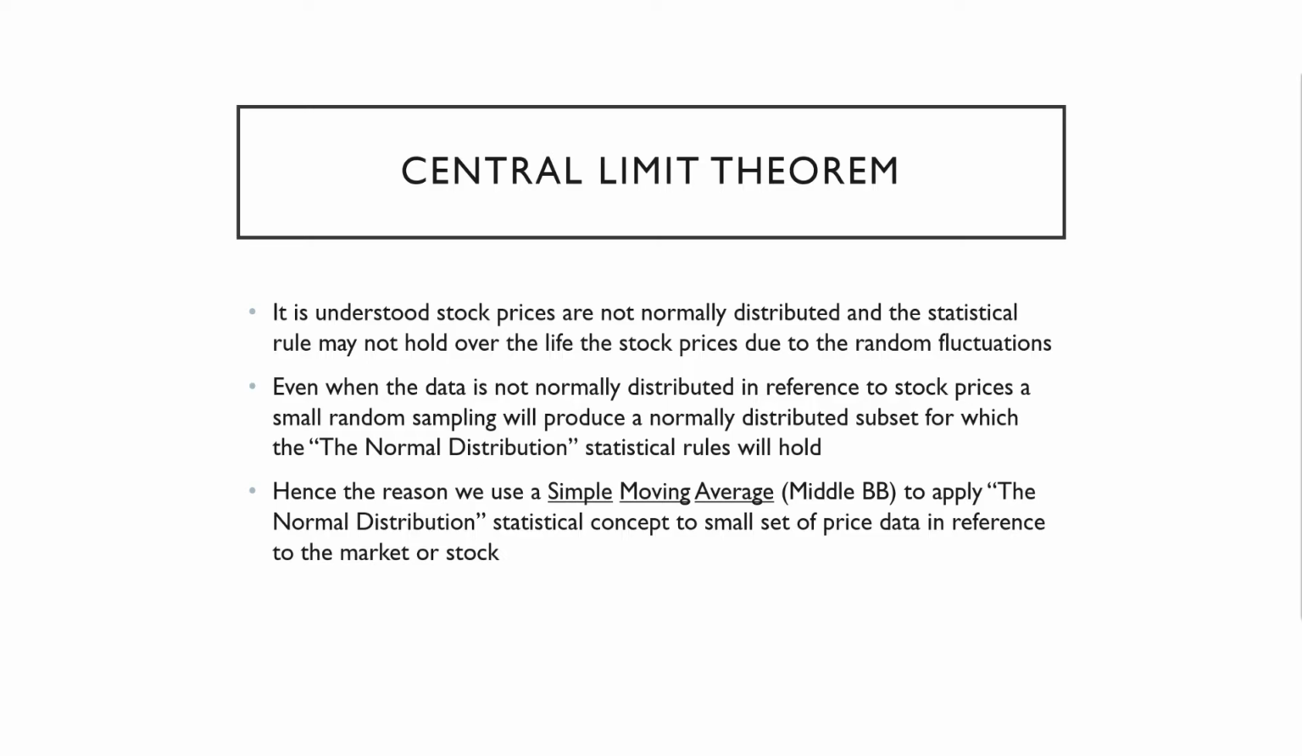So again, your top and lower Bollinger Band uses the normal distribution concept with the standard deviation, and then your central limit theorem helps establish a middle Bollinger Band as far as a moving average, because we cannot capture the entire life of a stock and utilize that concept. So what we do is we take a snapshot, a moving average, whether it's 20 periods, and then we apply that concept, and then we look at the extremes based off the last 20 sets of the stock price data.